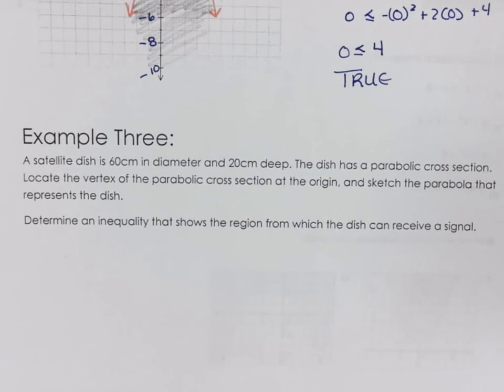Okay, a satellite dish is 60 centimeters in diameter and 20 centimeters deep. This is a tiny satellite dish, like little.